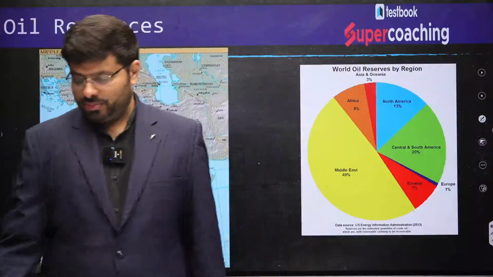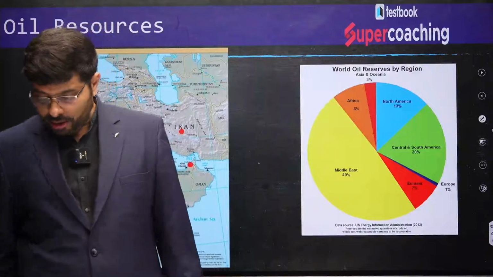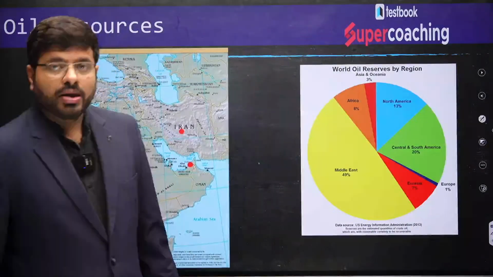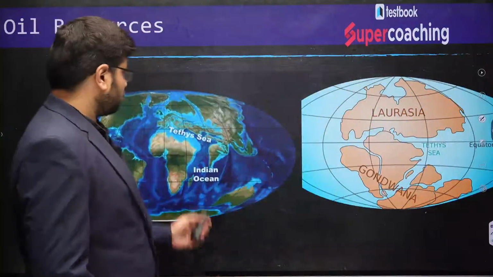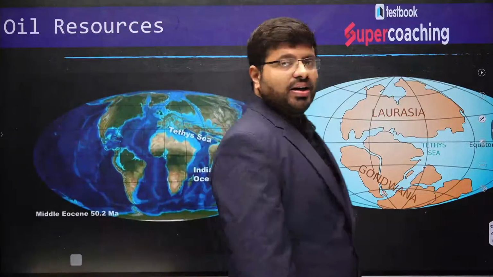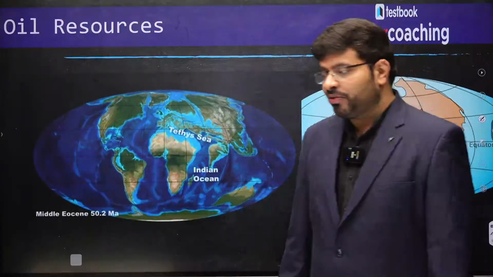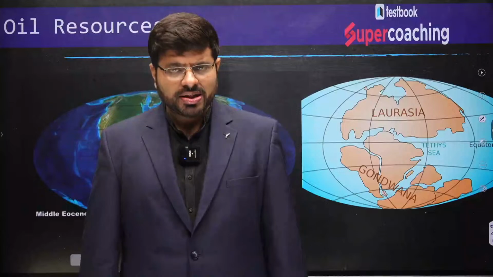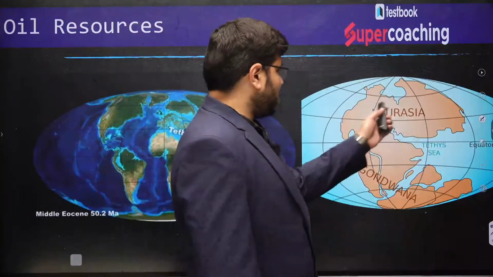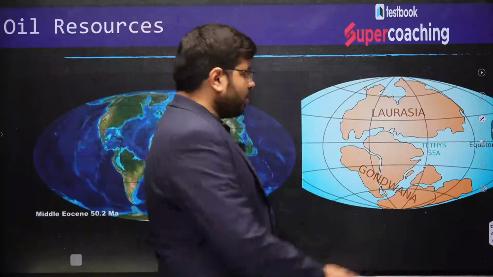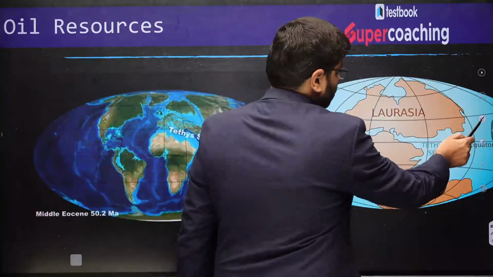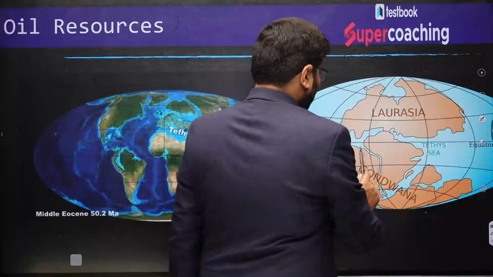Why? I think you might have studied about an ancient ocean called the Tethys Sea. You might have heard about the Tethys Sea and the continental drift. When the whole world was together, we called it Pangaea. It's a big land called Pangaea, surrounded by a big ocean called Panthalassa. Pangaea is divided into two blocks of the earth.